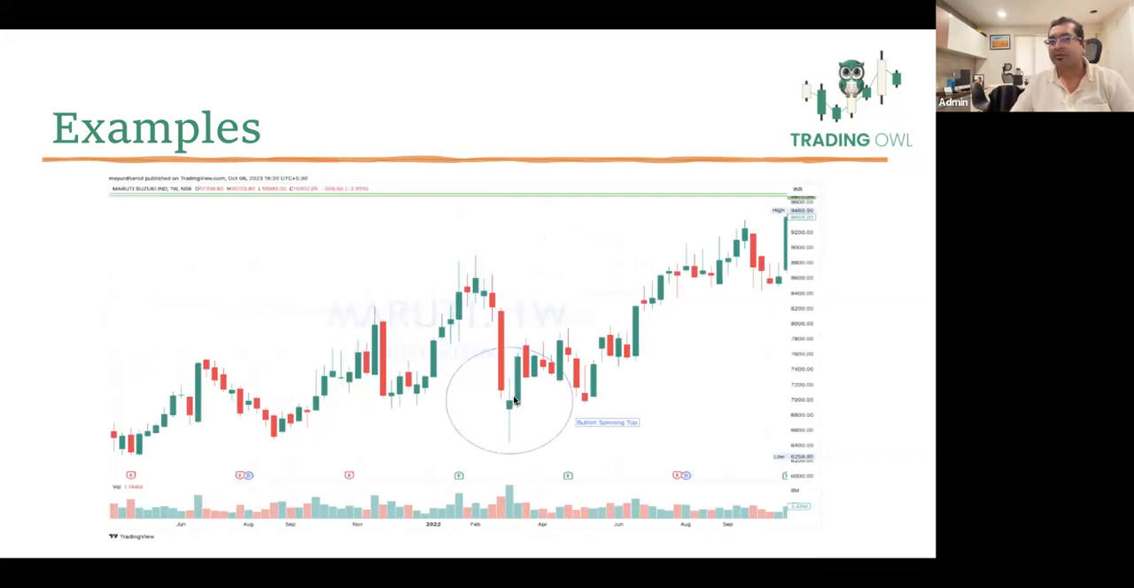This is a bullish spinning top in Maruti on a weekly. And the fall gets rejected from here. The following week is a strong bullish candle and the trend continues.